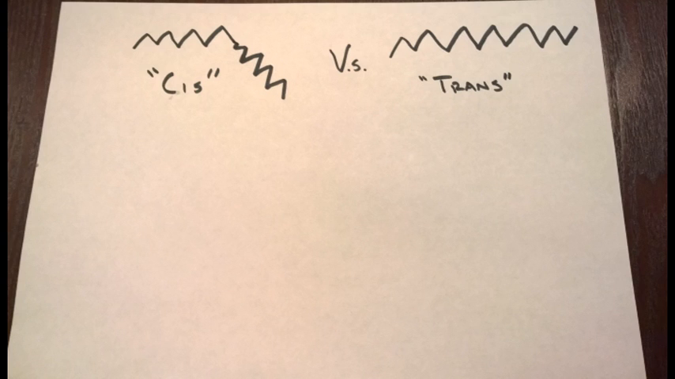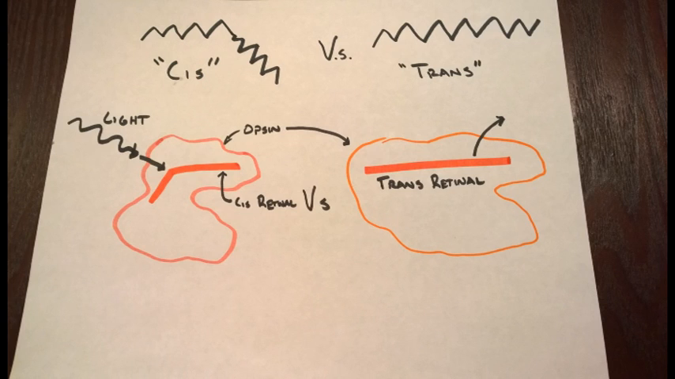versus trans. In chemistry, a compound is considered cis if two of the dominant groups are on the same side of a double carbon chain, while in a trans, those two groups are on opposite sides of a double carbon chain. This leads to a bent shape versus a straight shape. This relationship of cis versus trans becomes important when we look at how a photon interacts with 11-cis-retinal.